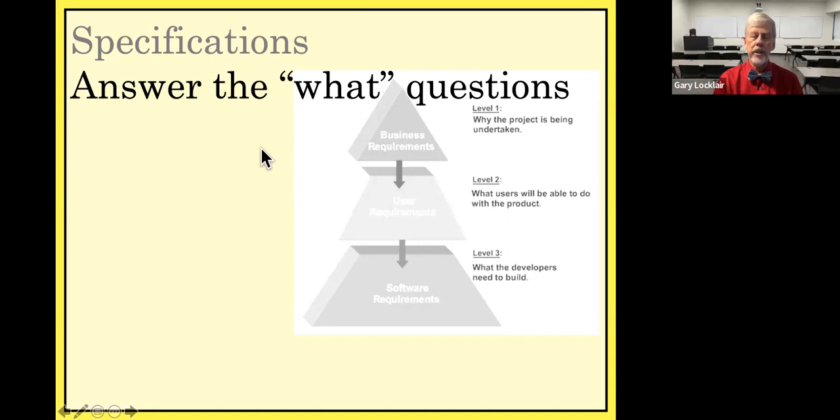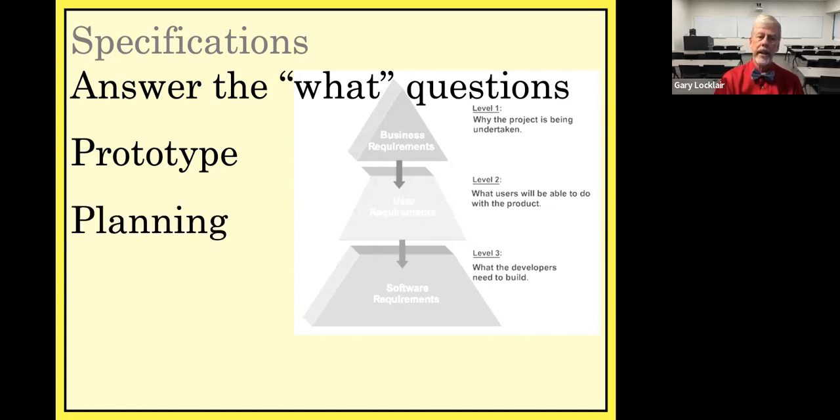Answer the what questions. And another important aspect of specifications is another prototype. The first prototypes, the ones we develop in requirements, are really not meant to represent the final product. They're more discussion along the way. Now that we've got much more detailed information, we can create better prototypes. Prototyping is an iterative process, back and forth, add, subtract, etc.